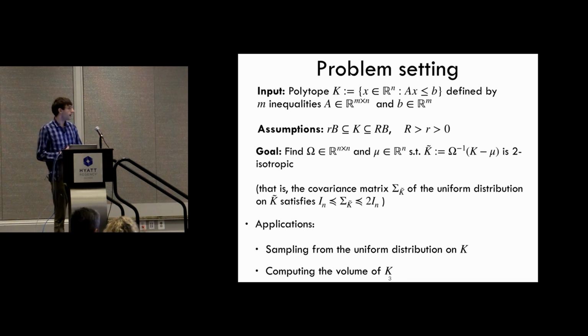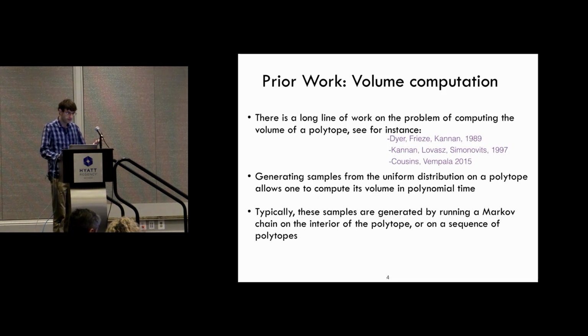Because if we round the polytope, this makes it much easier to generate samples from the uniform distribution on the polytope. Another reason is that it also makes it much easier to compute the volume. Specifically, in the setting where the number of inequalities m is greater than or equal to the dimension n cubed, the current bottleneck in computing the volume of a polytope is this pre-processing step where one rounds the polytope and brings it into isotropic position.